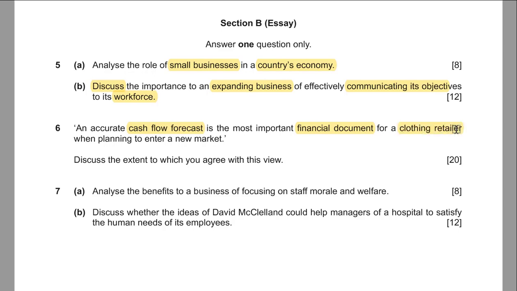So you've got to know about selling clothes, clothes shops, and the fashion market. And just to make it a little bit more complicated, it's entering a new market. So you're going to have to think about the issues when entering a new market and also the opportunities. If you're very confident and you can explain what a cash flow forecast is, why it's important, and then go through the other financial documents and say why they're important and then come to a final conclusion, this could be the question for you. But for me, I am still preferring question number 5 at the moment.